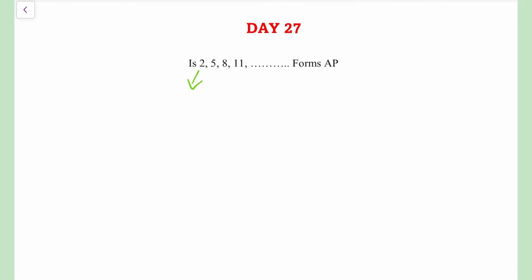First number is called the first term, represented with A or else A1. Second term A2. Third term A3. Fourth term A4. Fifth term A5. Like that. Now we need to find out the difference of the two successive terms.